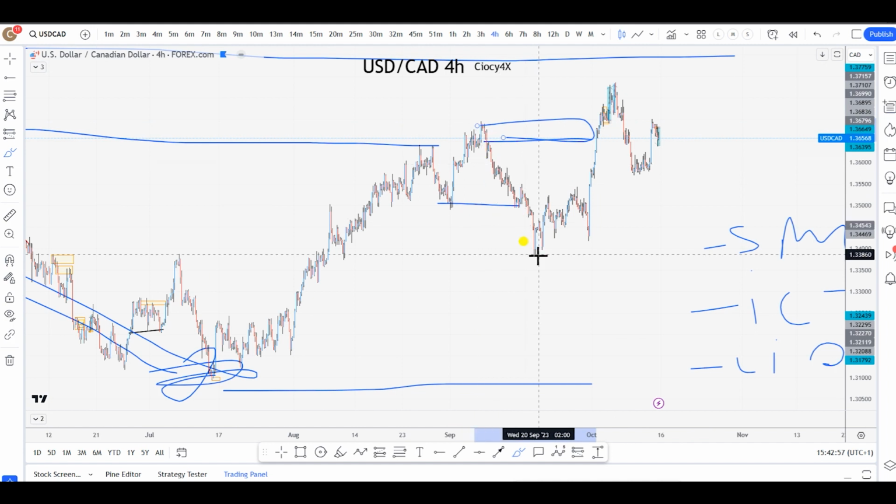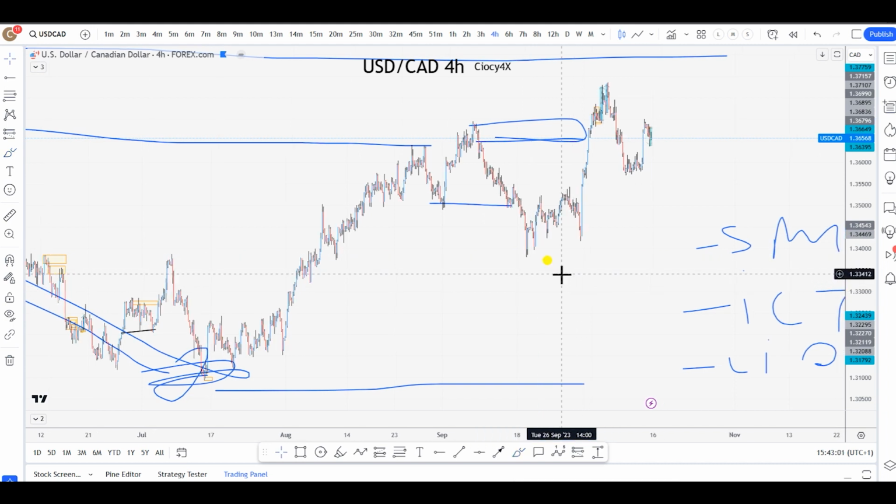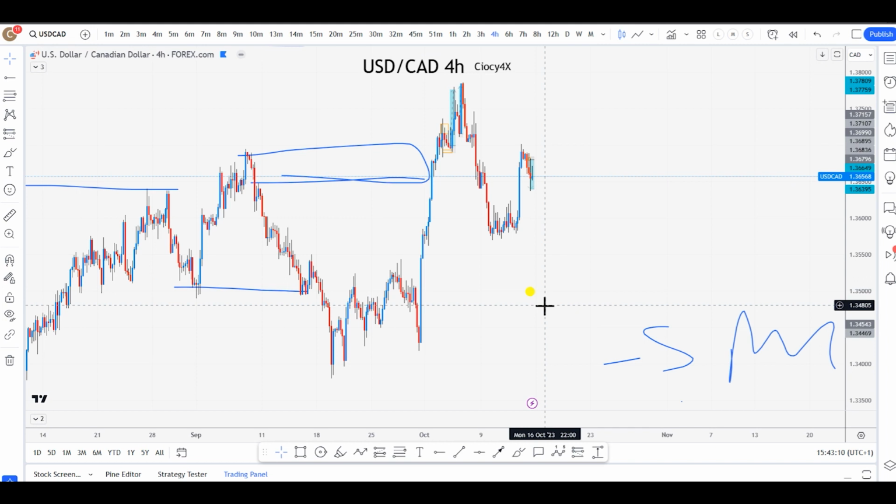And here is why I want you guys to pay attention now, because I'm going to start showing you, from a liquidity and also from a structure perspective, what exactly we are looking for and need to be aware of. Okay, so first things first, let's start with liquidity.